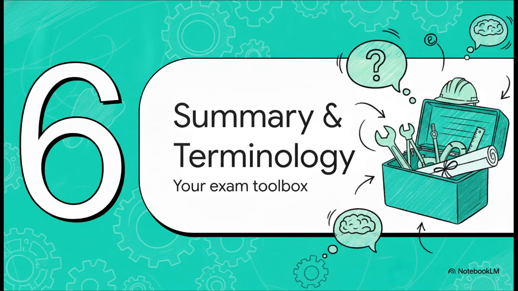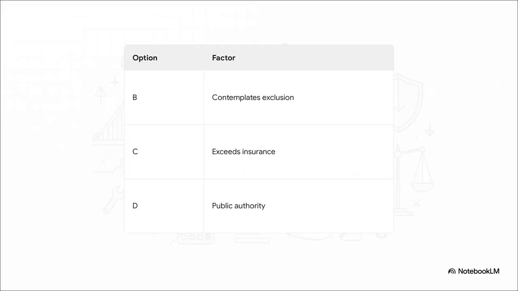Finally, part 6. Let's pack all this up into your exam toolbox with a quick summary and the key terminology. Here's your terminology cheat sheet, just to make absolutely sure you have the precise legal meaning of these keywords locked in. First up is the limitation clause, which is simply a contract provision capping financial liability. It tells you the absolute maximum amount you might have to pay if things go sideways.